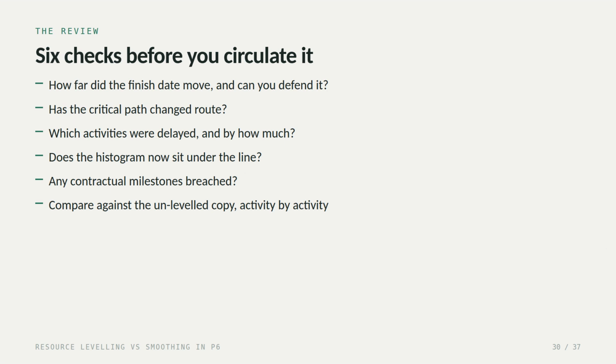Six checks before you circulate anything. How far did the finish date move? And can you defend it? Has the critical path changed routes? Which activities were delayed? And by how much? Does the histogram now sit under the line? Have any contractual milestones been breached? And compare against that unleveled copy, activity by activity. If you can't explain why a given activity moved, you're not ready to issue it.